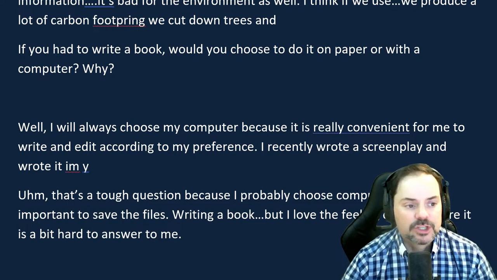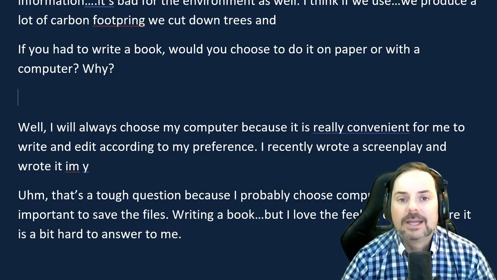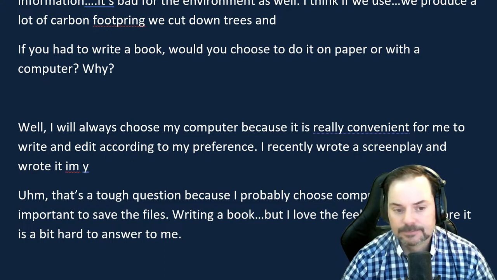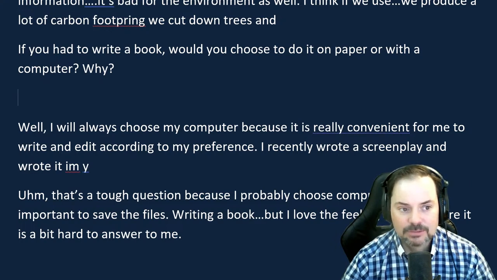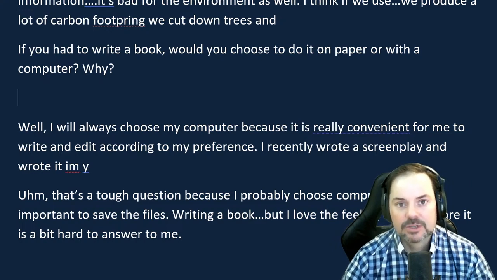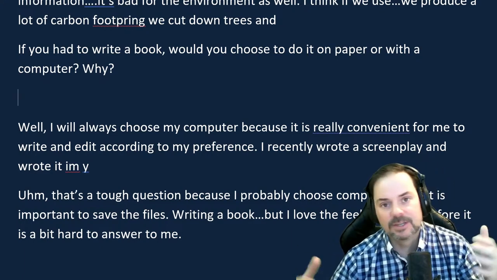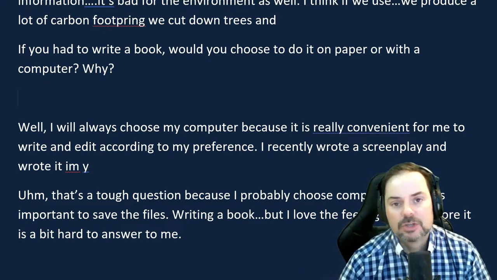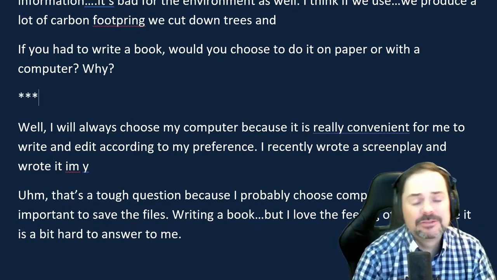Gopu, this question: if you had to write a book, would you choose to do it on paper? What kind of a question is that? What type of grammar is that? It's a conditional, right? If you had... so given this, it's computer logic. If this, then that, right? So it's a conditional. Everybody, you have to reflect grammar.